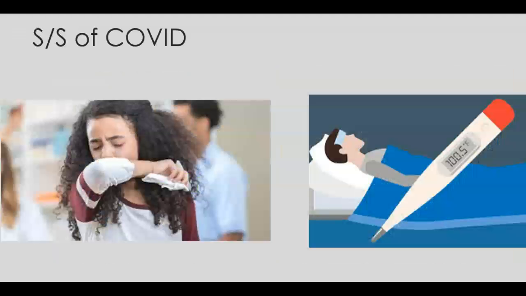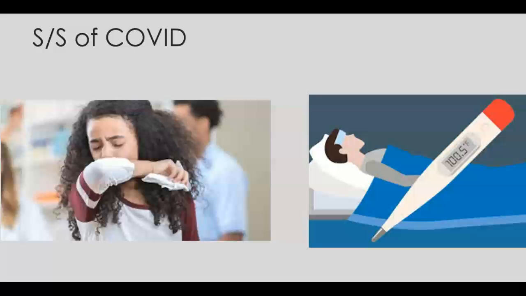So let's talk briefly about signs and symptoms of COVID. We're doing this because, one, we want to make sure that you recognize signs and symptoms of COVID in a patient in the clinical setting. And two, we want to make sure that if you are experiencing any of these signs and symptoms, you follow the proper procedures so as not to infect others or go to clinical and make your patients sick. Symptoms may appear 2 to 14 days after exposure to the virus.